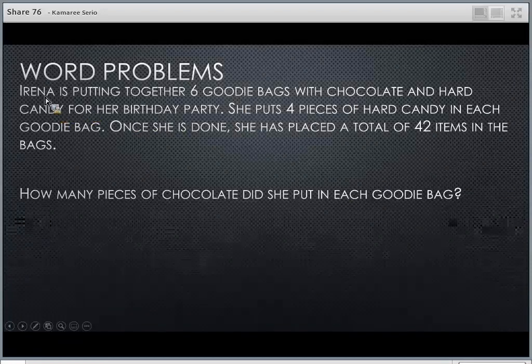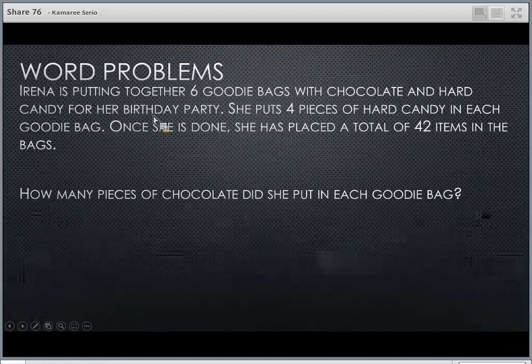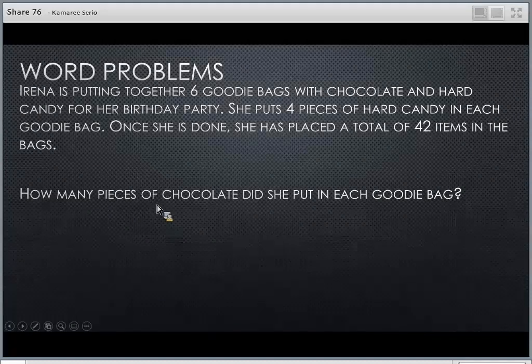Okay, so it says that Irina is putting together 6 goodie bags with chocolate and hard candy for her birthday party. She puts 4 pieces of hard candy in each goodie bag. Once she is done, she has placed a total of 42 items in the bags. How many pieces of chocolate did she put in each goodie bag?